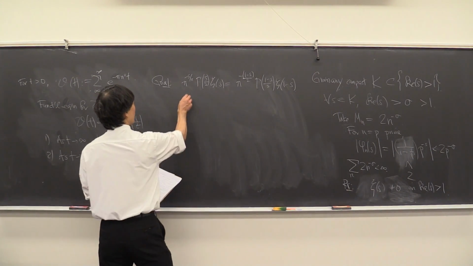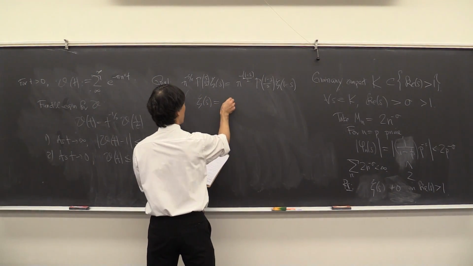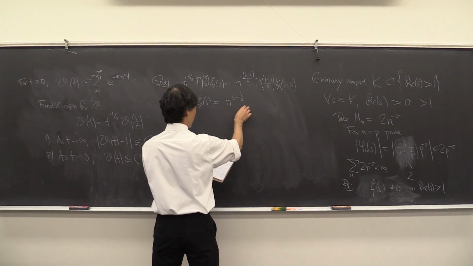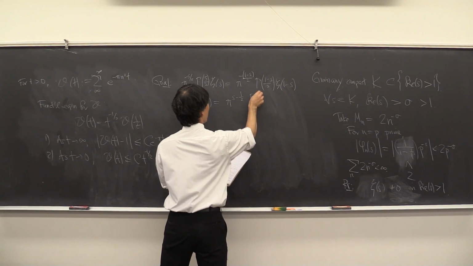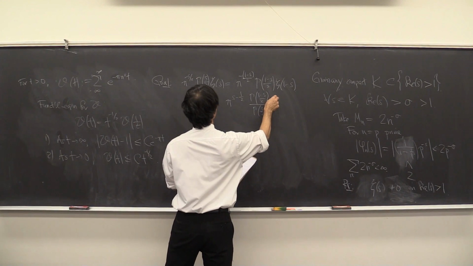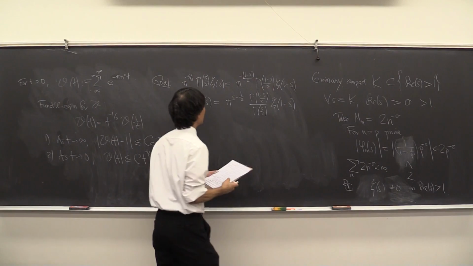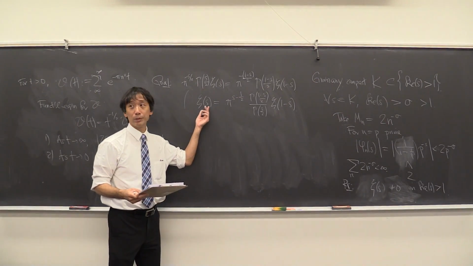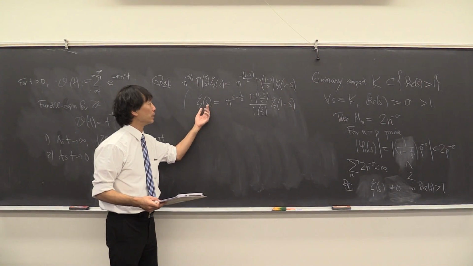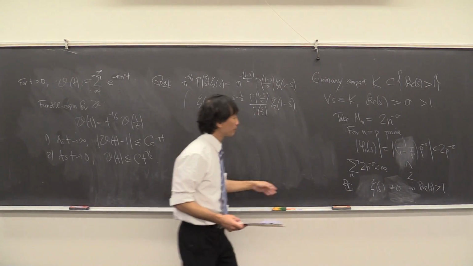Okay, so in particular, that would give us an expression for zeta as pi to the s minus a half, times gamma of 1 minus s over 2 over gamma of s over 2, and then times zeta of 1 minus s. Right? And you can see that this is going to allow us to reflect, to get zeta defined on the other half of the plane.